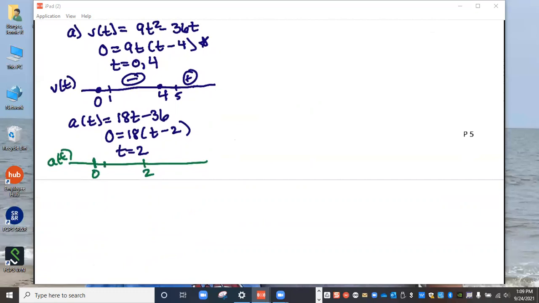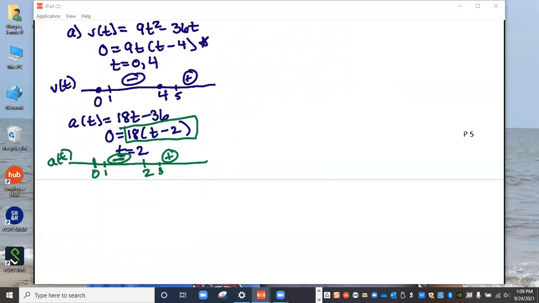Again, plug in a test number just like I did with velocity, but now I want to check acceleration. So I'm going to take 1, plug it into my acceleration function. So when I plug 1 into acceleration, is that a negative or a positive number? Negative. So I know my acceleration is negative between 0 and 2. What's happening when I plug in a number greater than 2? If I plug in 3, it's going to be what? Positive.